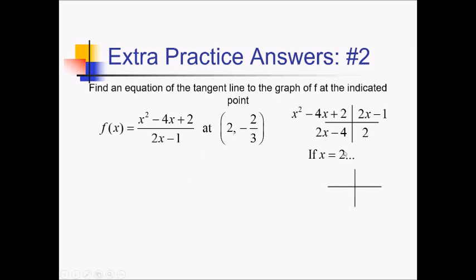So if I plug 2 into all of these different parts, for this upper left here, I've got 2 squared minus 4 times 2 plus 2, so that's going to be 4 minus 8, which is -4, plus 2, which is -2 when all is said and done. 2x minus 1, if I plug 2 into that, I've got 4 minus 1, which is 3. 2 times 2 minus 4, that's 4 minus 4, which is 0. And 2 here is a constant, so that's going to stay the same.